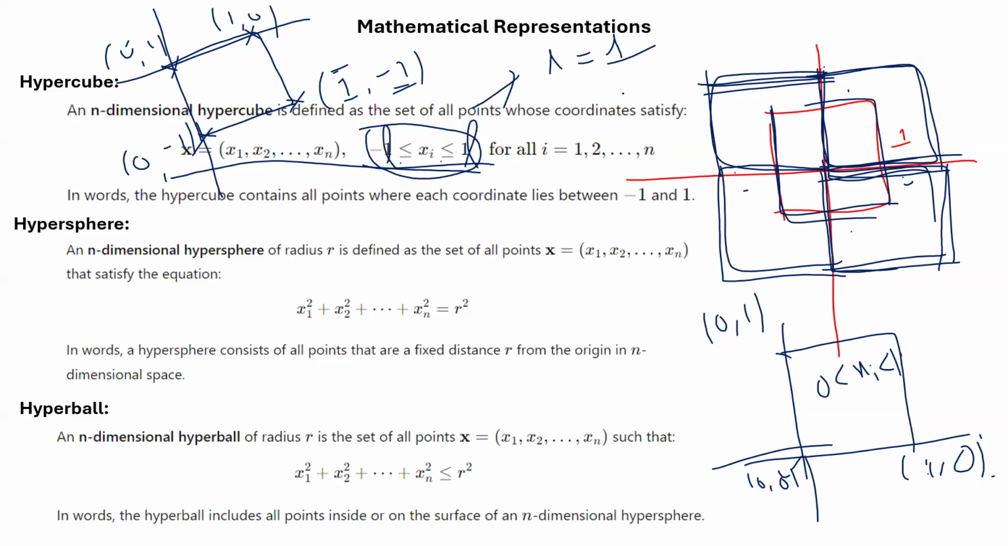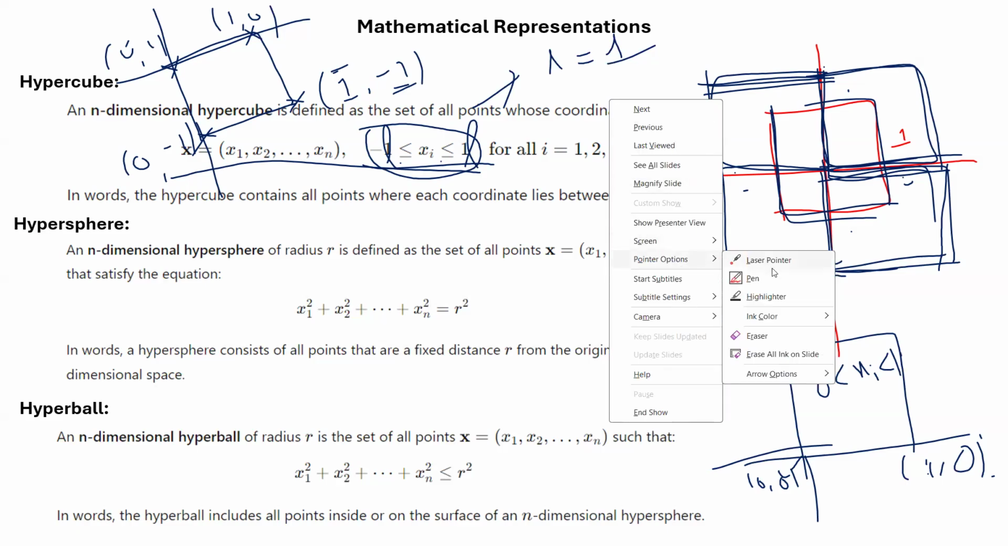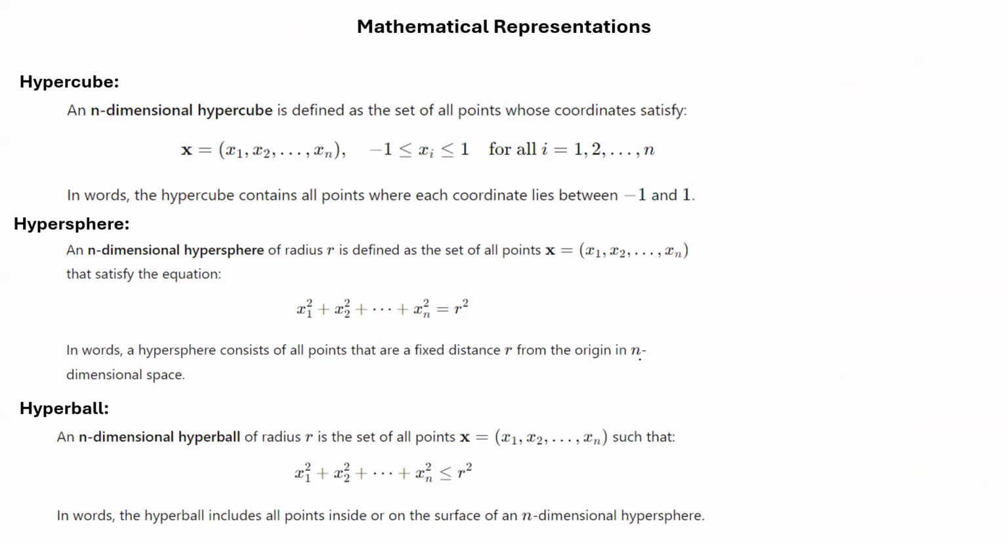Clear. Okay. Now we are talking about hypersphere. I'm erasing all the points here. Now we are talking about hypersphere. What we have discussed: all the points which are at distance r from the center is defined as a hypersphere.